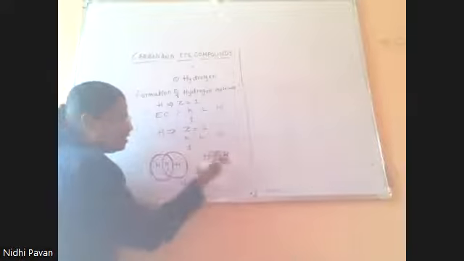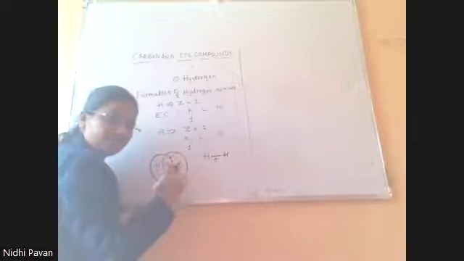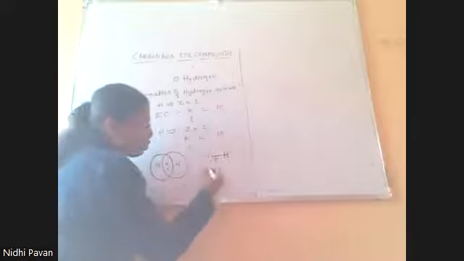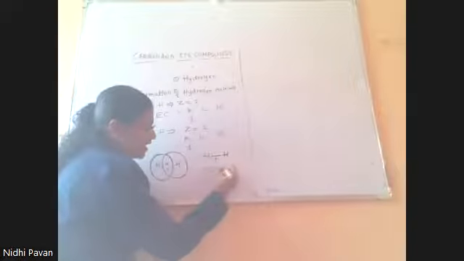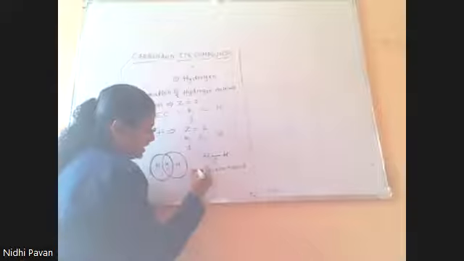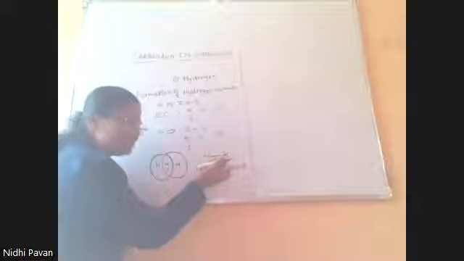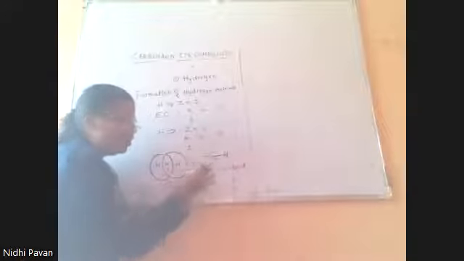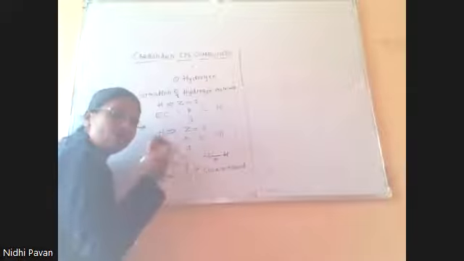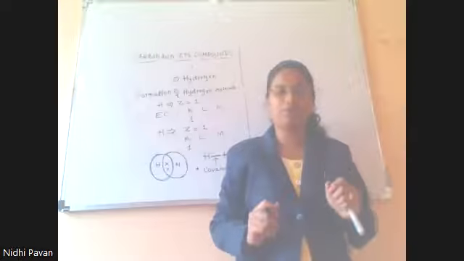So one bond. The bond between the atoms which share the electron is called a covalent bond. So what is a covalent bond? The bond formed by sharing the electron is called a covalent bond. So the hydrogen molecule is formed by the covalent bond.